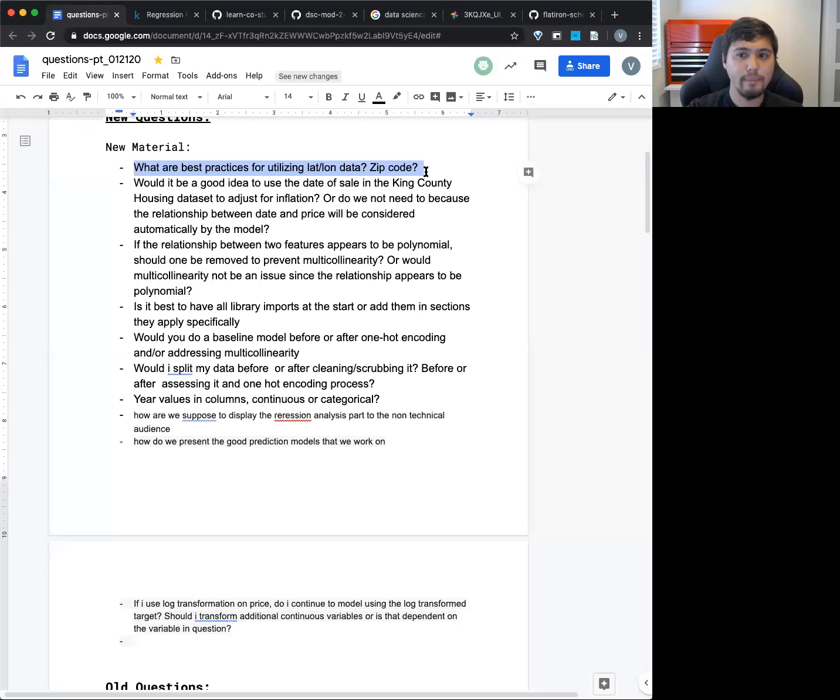If you're in a linear regression, we have a continuous variable. As you increase the longitude, it doesn't automatically increase or decrease the price of the house. It's obviously more complicated than that. Same thing with zip code: the numbers in the zip code itself are probably going to be closer to categorical information.